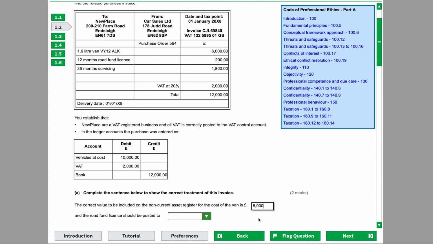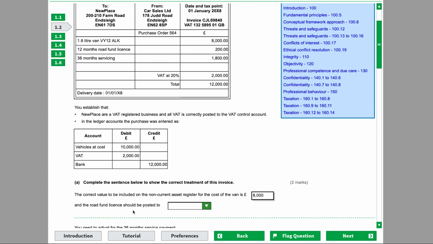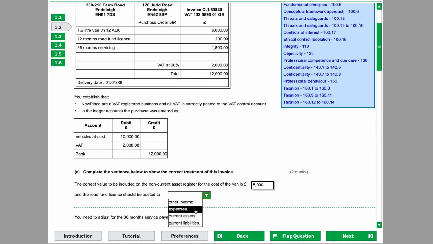So then the second part of this, it says, and the road fund licence should be posted to, and that would be expenses. So the road fund licence, obviously it's a cost to the business, so it's definitely not income. It's not an asset because it's not worth any value in itself. It doesn't generate any income or save the business any money. And it wouldn't be a liability because for the licence itself, we would have to show that as an expense to the business. So it would be expenses.